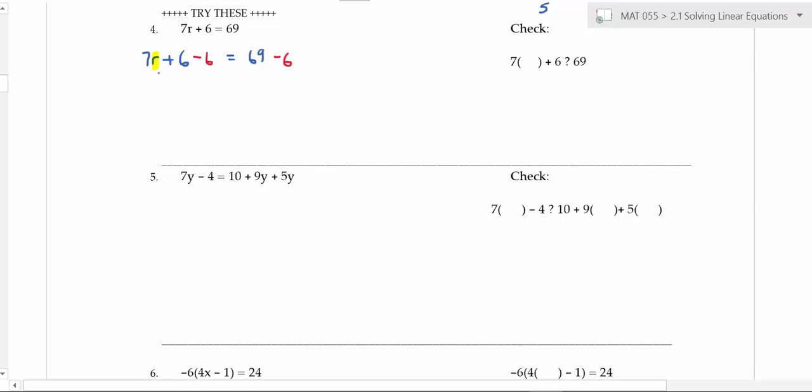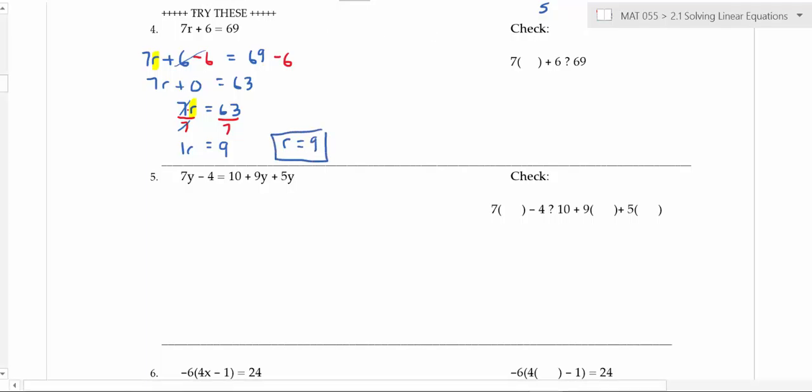Okay, then when you do this, that goes to 0. So you really have 7r plus 0. You don't have to write that step. 69 minus 6 is 63. So this gives 7r equals 63. Now if you want to get rid of 7, 7 is multiplied. The opposite of multiplying is dividing. So you divide both sides by 7. You end up getting technically 1r. 63 divided by 7 is 9, so you should have got r equals 9. So that's a real good way to write your steps.